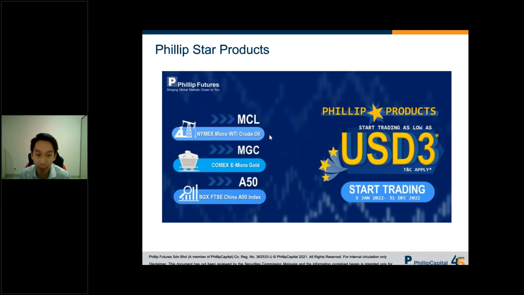For other micro products as well, such as COMEX, it is also USD 3, and China A50 is a USD 5 promotional rate. If any of you are interested to trade these micro products, one thing to highlight is that the micro product has the lowest margin, 10 times lower than the standard contract. So for NYMEX, the crude oil margin will be 10 times lower than the standard contract.